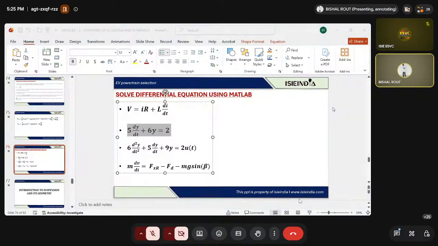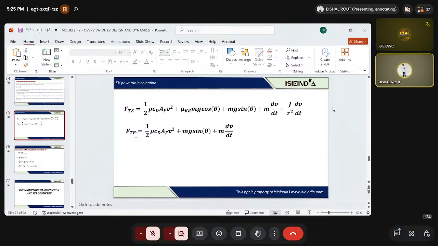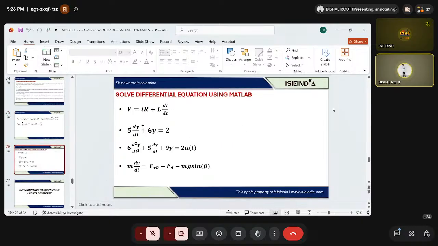Just give me a moment. I have shared MATLAB. This is a predefined design which I created, so I'm just creating a new simulation model. I will solve this differential equation from scratch, because once you understand how to create a model based on this differential equation, then you can create everything on your own. You need to understand how to create differential equations in MATLAB.